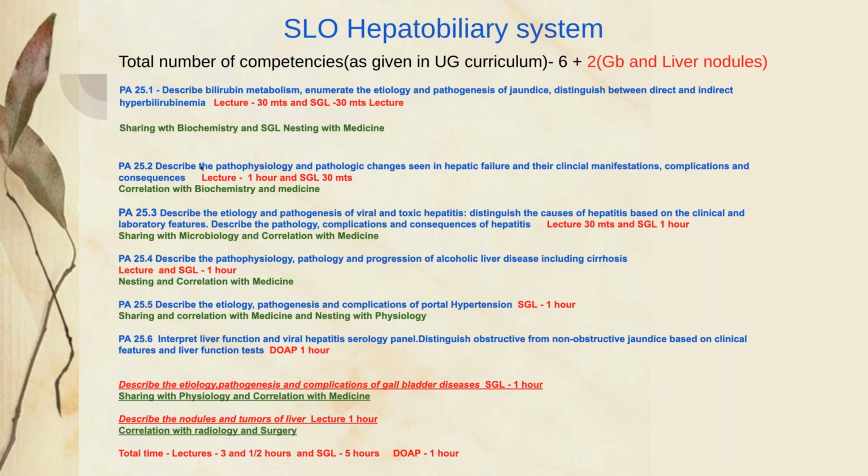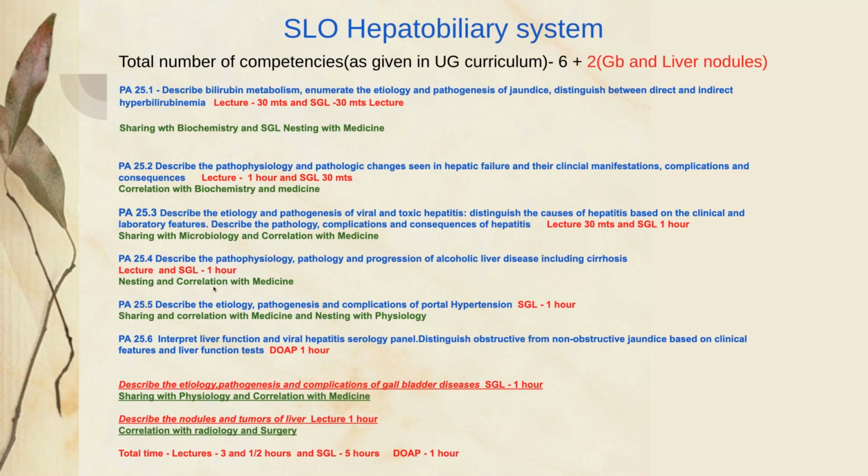In the second one, which is the pathophysiology and pathology changes seen in hepatic failure, I've put lecture 1 hour, small group learning 30 minutes, correlation with biochemistry and medicine. The third one, which is the viral and the toxic hepatitis, I've put lecture 30 minutes, and more small group learning for an hour, sharing with microbiology, correlation with medicine. Then the fourth one, alcoholic liver disease, I've put lecture and small group learning combined together for 1 hour.